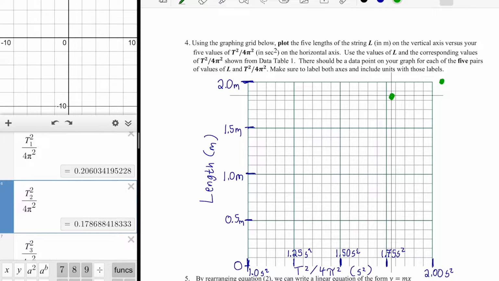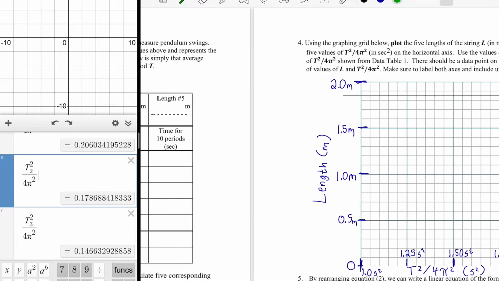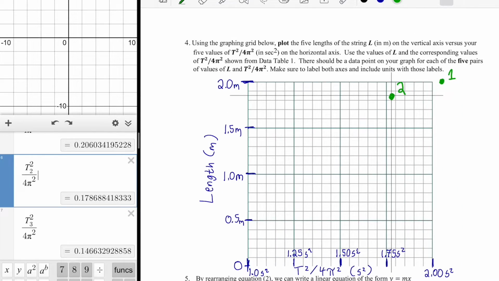So we could say this is for length 1, this is for length 2, and finally let's do our one for length 3. That was our string that was only 1.5 meters long. So that's going to be right along this thick line right here, no guideline necessary. And that corresponds to a t squared over 4 pi squared value of 1.5. So right here. There we go.